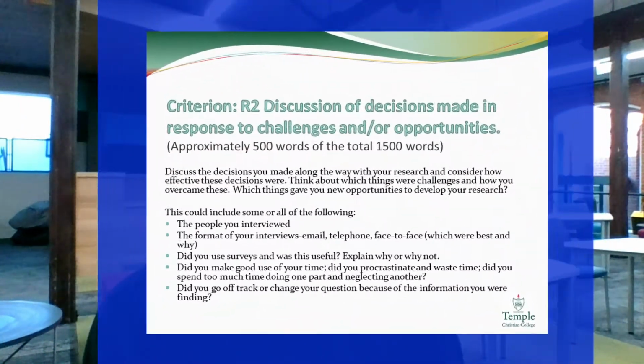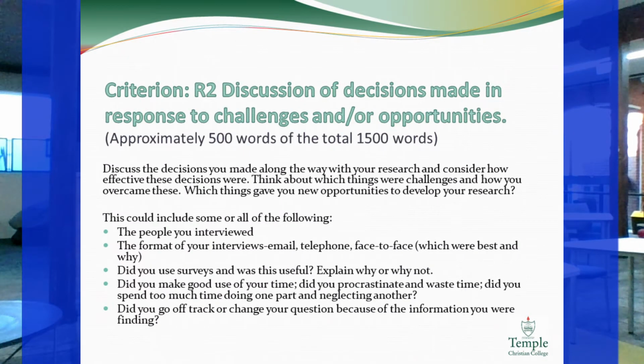The next one is criteria R2. So the discussion of decisions made in response to challenges and opportunities. Now, if you have done your challenges and opportunities CHOPS task that was required for you to submit on DAMAT, on Sector, you will have everything that you need to do this. You could pretty much cut and paste it straight into here. It could be some or all the following.